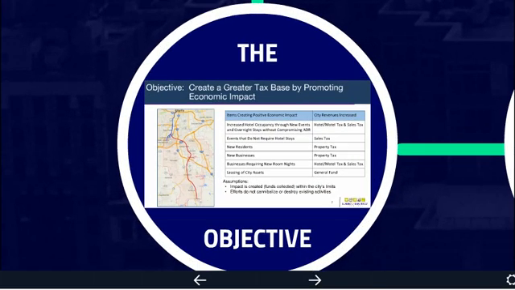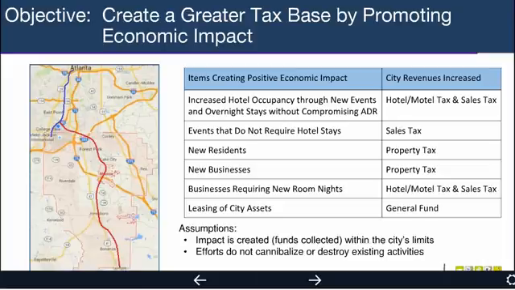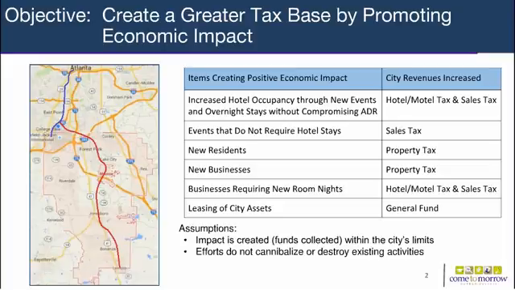But first, let's discuss the objective of the marketing plan. Morrow wishes to use hotel-motel taxes to better market the city of Morrow, which should create economic impact and result in increased tax revenues being collected from a number of sources. These sources would be hotel-motel taxes being collected from additional hotel bookings, sales taxes created by increased tourism and new events, property taxes collected from new businesses and residents moving to the city of Morrow, and rental revenues from city-owned assets leased to event organizers.